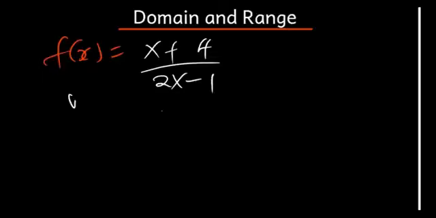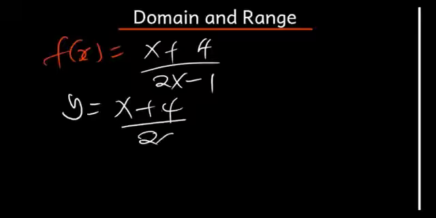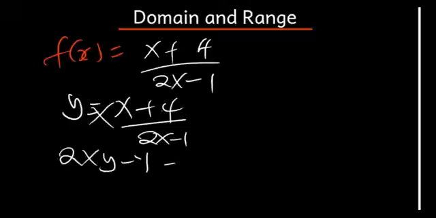So y will be equal to x plus 4 over 2x minus 1. So we cross multiply, we are going to get 2xy minus y is equal to x plus 4. Our goal is to make x the subject of the formula. We can shift this x to the other side and the 1 to the other side.